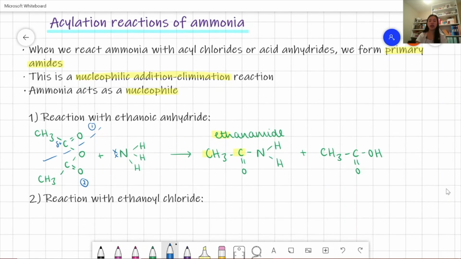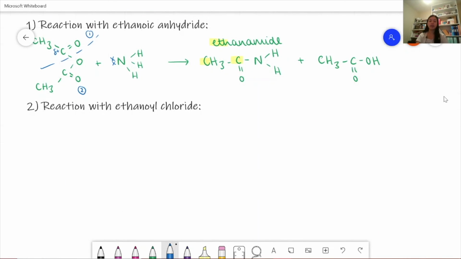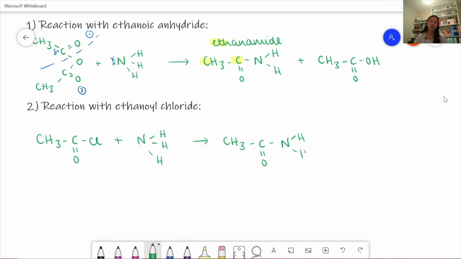And now looking at the reaction with ethanoyl chloride, we have something really similar. So we have ethanoyl chloride, which is CH3, C double bond O, and then Cl. And again, we're adding this ammonia. And this time we form the same thing, so also ethanamide. But this time we form HCl. And then what we need to remember is that this HCl then reacts with more ammonia, so another mole of ammonia, to form NH4Cl. So what we get is plus NH3, and so what this forms is NH4Cl.